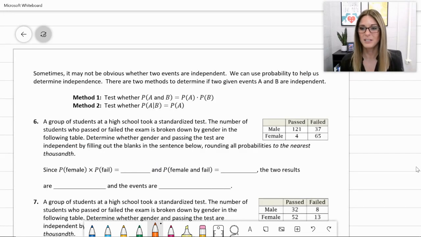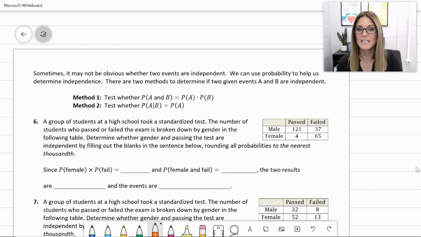All right, so here's where we're getting focused in for Algebra 2: sometimes it may not be obvious whether 2 events are independent. So we can use the probabilities, like our values for our probabilities, to help us determine the independence. There are 2 methods for determining whether the events are independent.